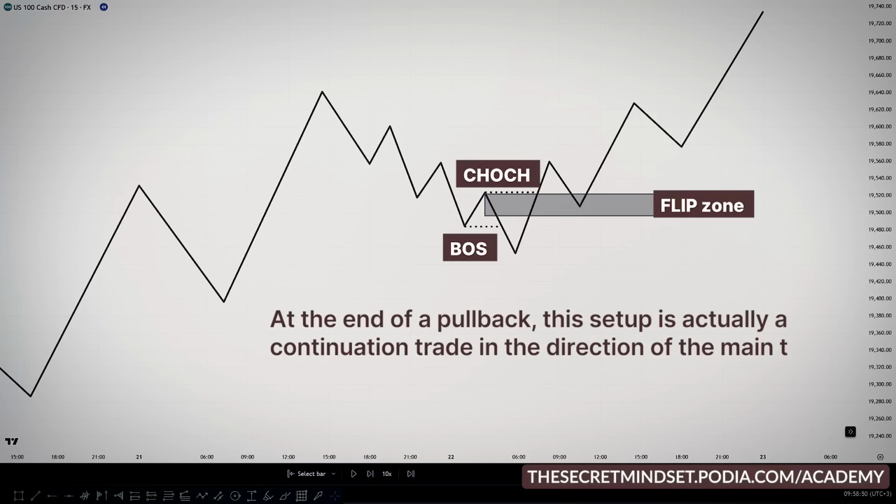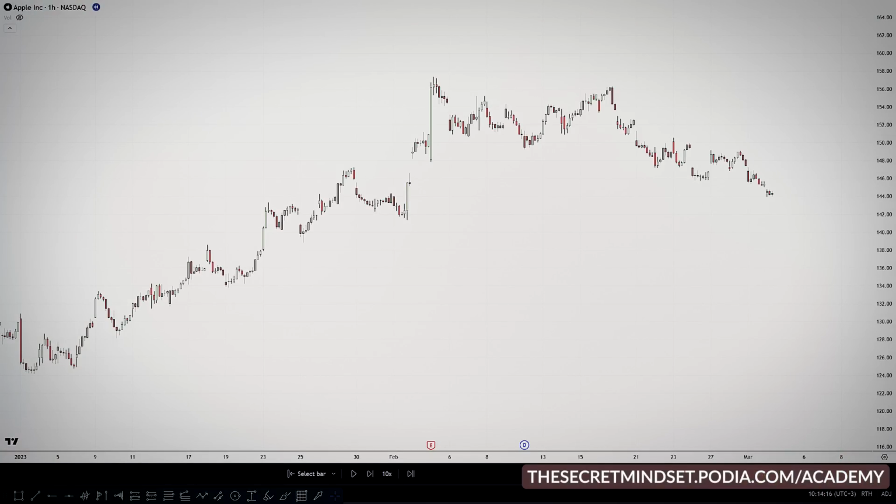So at the end of a pullback, this setup is actually a continuation trade in the direction of the main trend. The overall trend shows where the big money is flowing, and it's usually safer to go with the current trend rather than against it. In this example, the market has been in an uptrend for some time. We're seeing higher highs and higher lows.